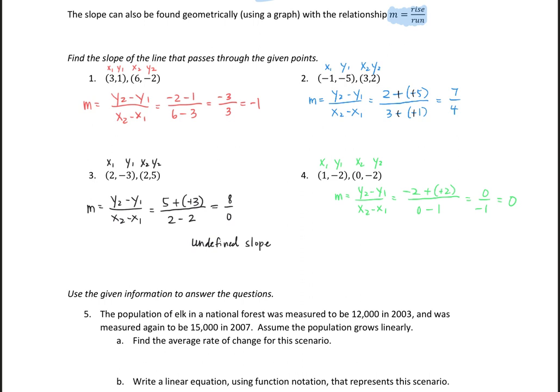Let's talk about what the slope is. The slope is the rate of change. It's how the line changes as you move from left to right. So a slope of -1 means your line will be decreasing over time. So as you go from left to right, it's decreasing. That's an indication of a negative slope.